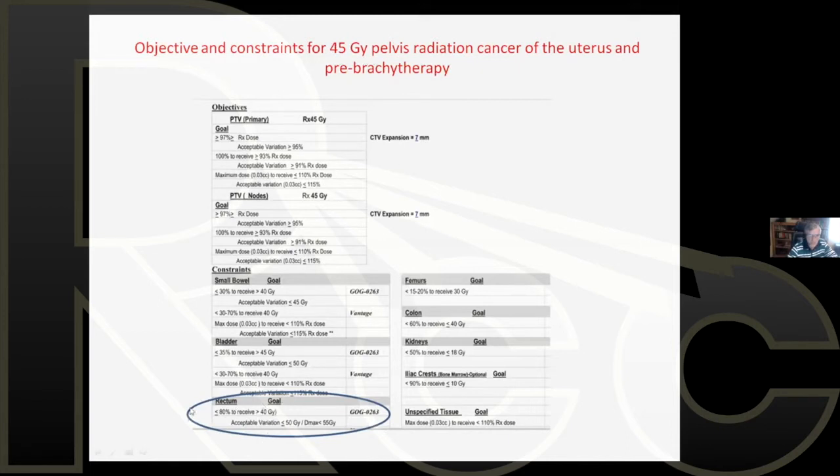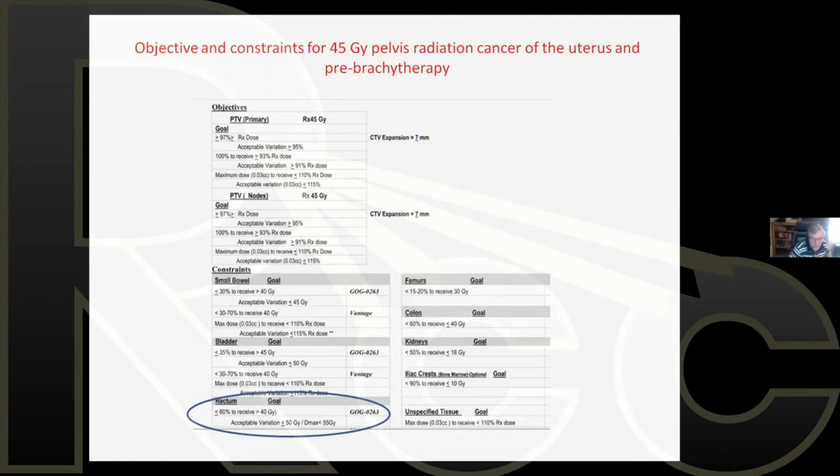Let's look at one constraint here for the rectum. Less than 80% of the rectum should receive less than 40 gray. So less than 80% cannot go over 40 gray. So we want to keep the dose very, very low. We want 40 gray to 80% or less.